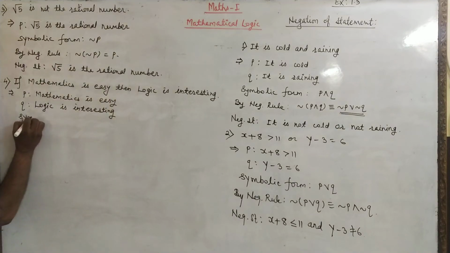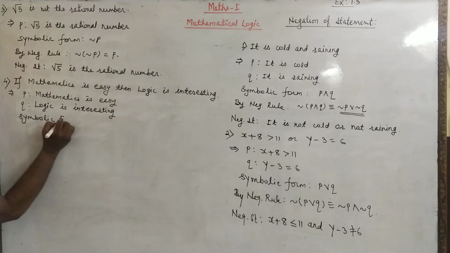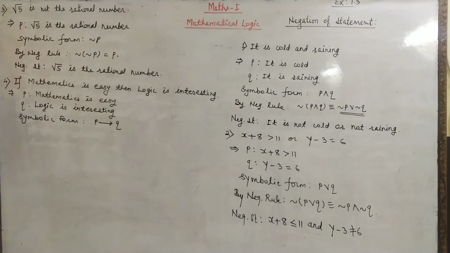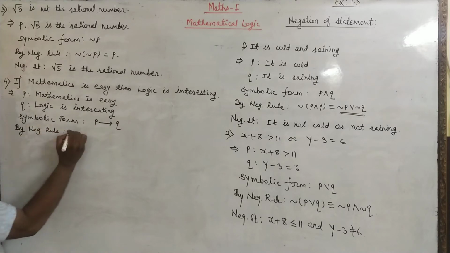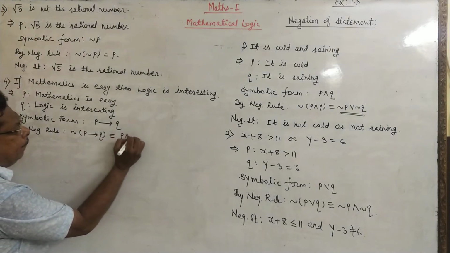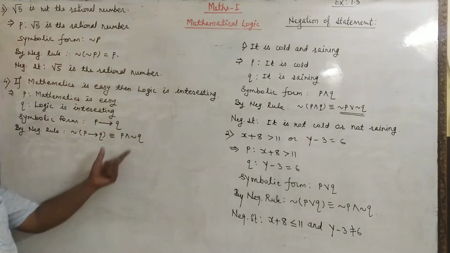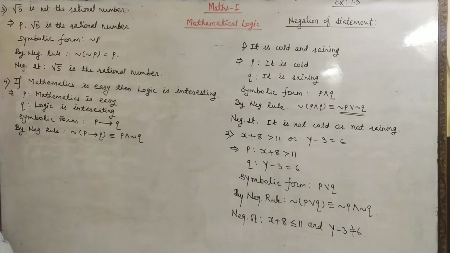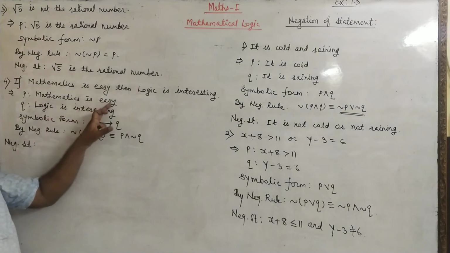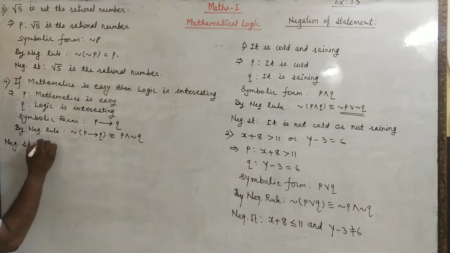Therefore, symbolic form is P conditional Q. Use the rule of negation. By negation rule, negation of P conditional Q is logically equivalent to P and negation Q. From this simplification, you have to write the negation statement. What is negation statement? P. What is P? Mathematics is easy. Write down P: mathematics is easy.